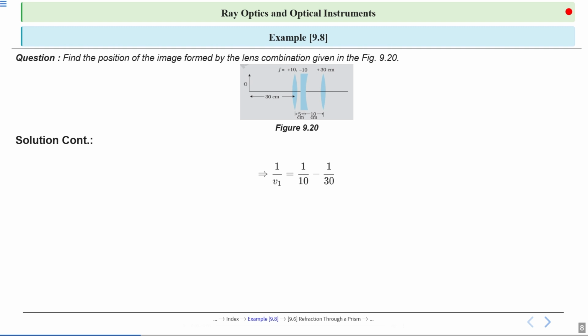So here we have the equation for the first lens. 1 upon v1 equals 1 upon 10 minus 1 upon 30. This formula helps us determine the image position by considering the focal length and object distance. Now let's simplify the equation. We subtract the fractions to get 3 minus 1 upon 30, which simplifies to 2 upon 30.